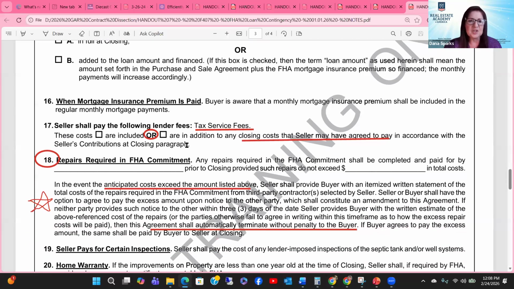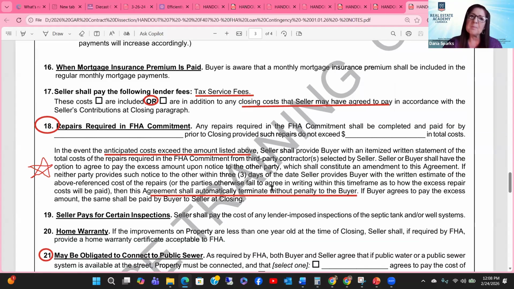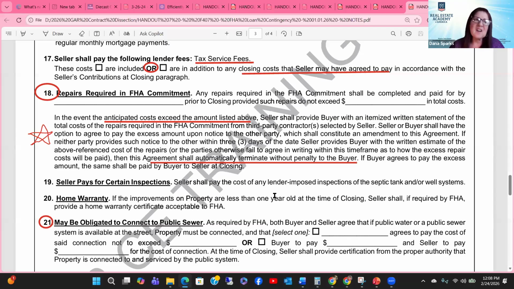The seller on an FHA insured buyer has to pay the tax service fee, and either it is included or is not in addition to any closing costs that they paid. And then repairs. If the FHA lender says this house needs repairs in order for it to appraise for the price, then you negotiate here who, buyer or seller, is going to pay for the repairs as long as they don't exceed this amount of money. You agree to that up front. Let's say they agreed to $3,000, $5,000.